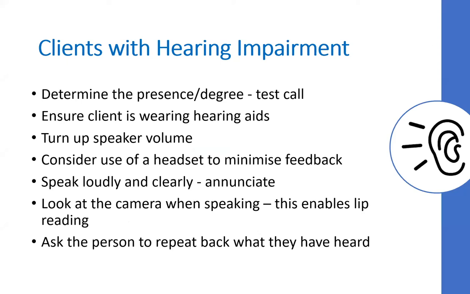So in terms of clients with hearing impairment, we have seen a lot of people with dementia both at home and also using a hub and spoke site where they may be at a GP surgery or at another rural service. It's important when you're doing the test call that you work out if they have any hearing difficulties and then you make sure that they have the hearing aids on the day of the assessment. Sometimes it may be even more effective for them to take their hearing aids out and you just turn up the speaker volume depending on if they get any feedback. And you can consider using a headset to minimise feedback, both on their end and at your end. It's really important to speak loudly and clearly and enunciate and also look at the camera when you're talking because a number of people may be lip reading, and ask the person to repeat back what they've heard. Next slide.